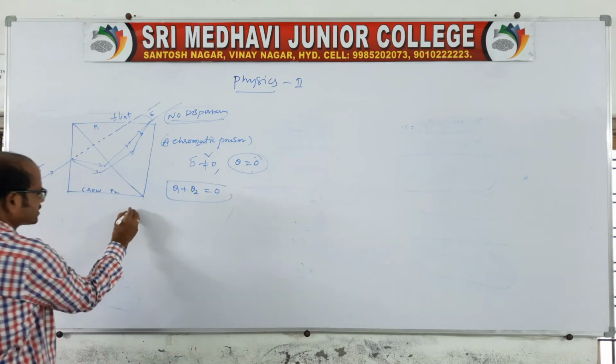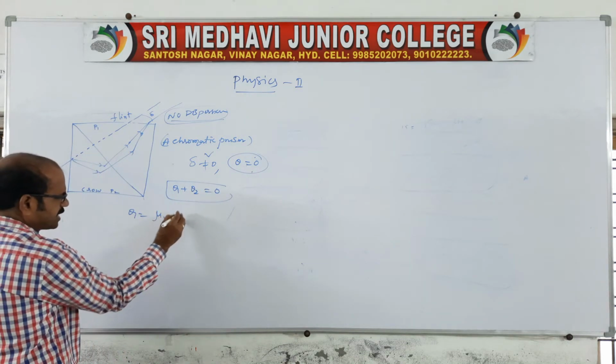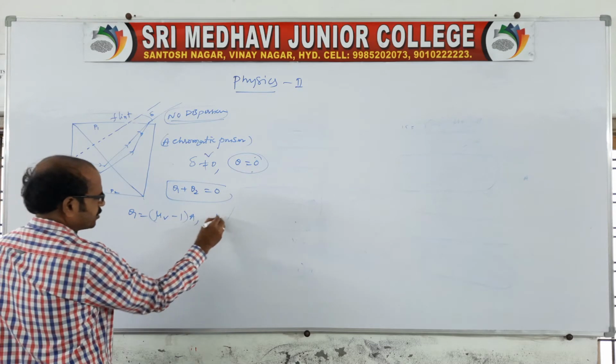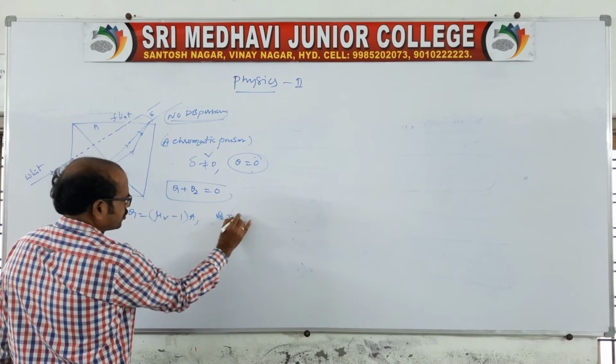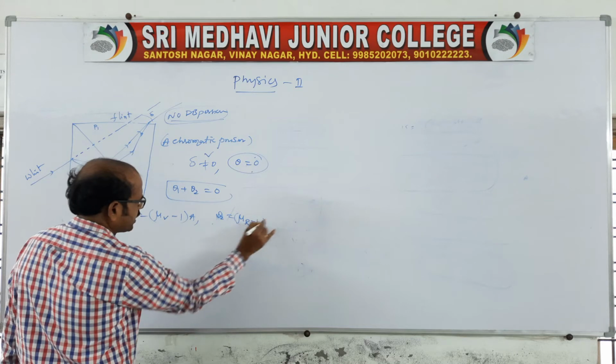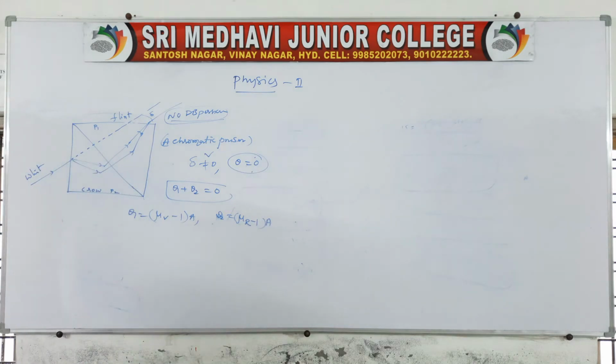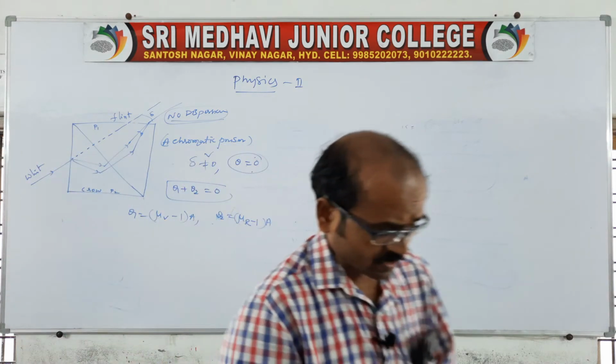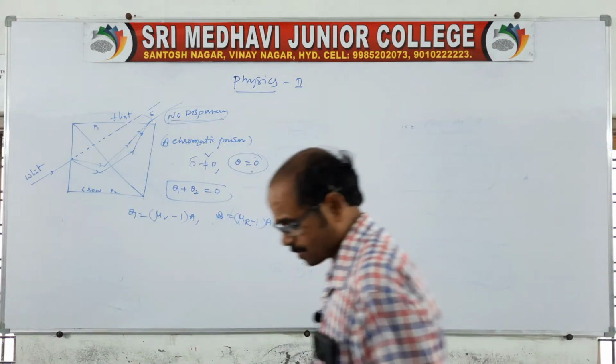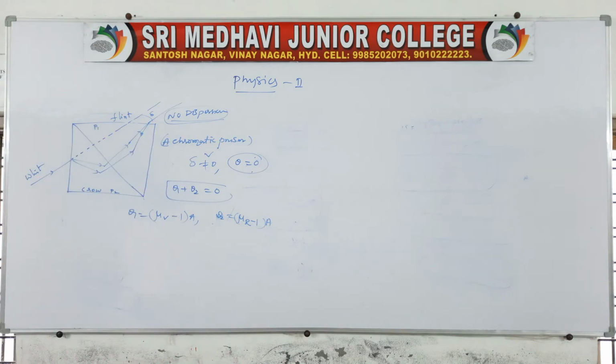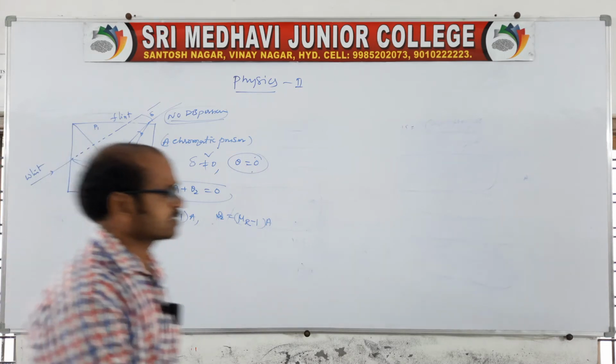Theta 1 you take as (mu v minus 1) into A, and theta 2 you take as (mu r minus 1) into A. So for any two colors we get theta 1 and theta 2. This is what we call achromatic, in the sense that there is no dispersion, but we have only deviation. Clear? It is nothing but achromatic.